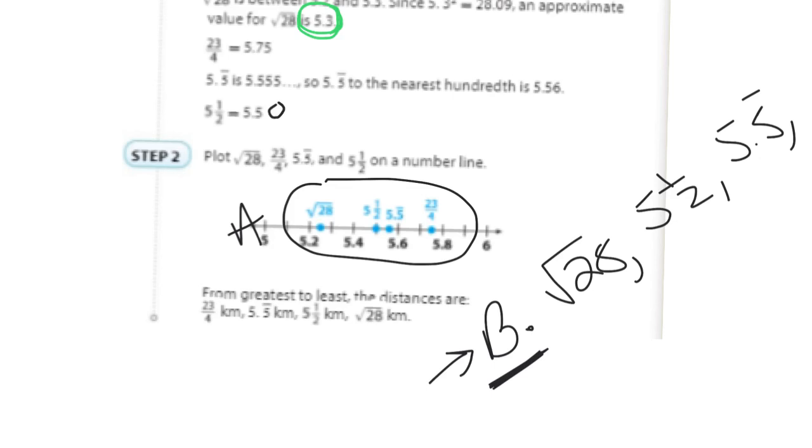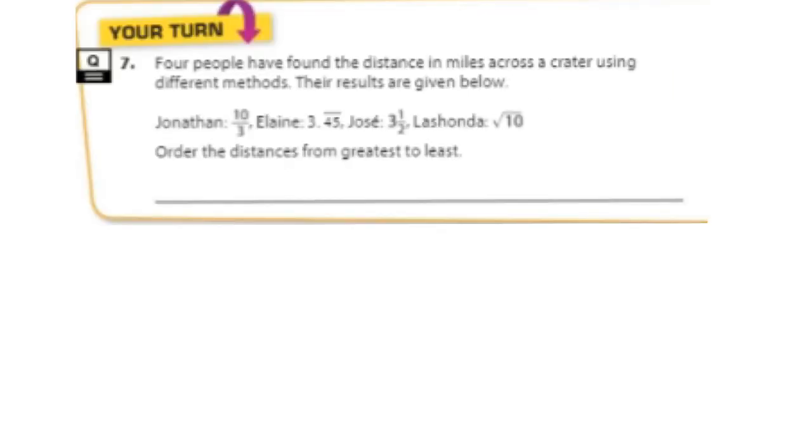Your turn is next. Okay, folks, turn these all into decimals. 10 divided by 3, turn it into a decimal. This is 3.3 repeating. 3 1/2, make the 1/2 into a decimal. Remember, fractions are fancy division. 1 divided by 2 gives you the decimal. 10 divided by 3 gives you the decimal. Use your calculator to find the square root of 10 and then put them in order.